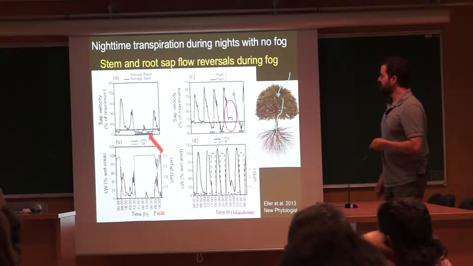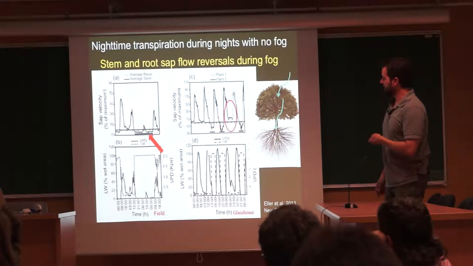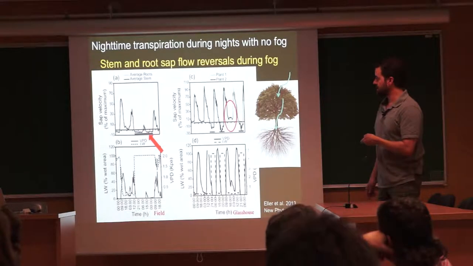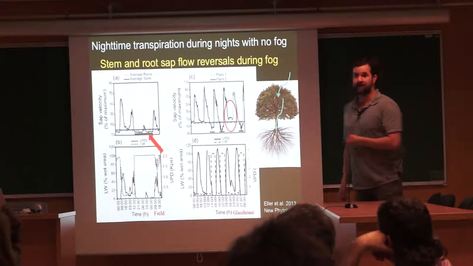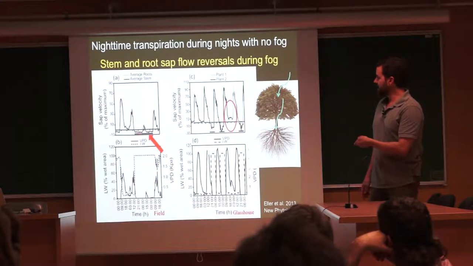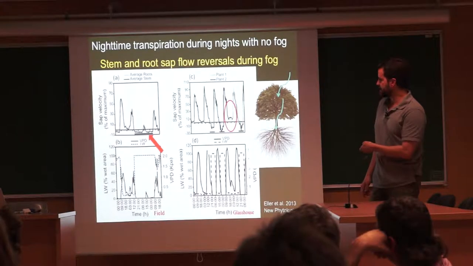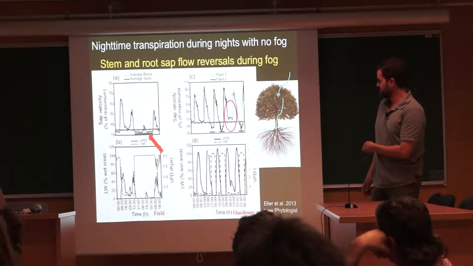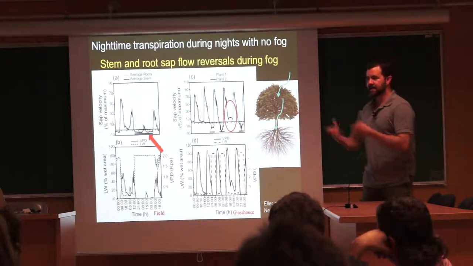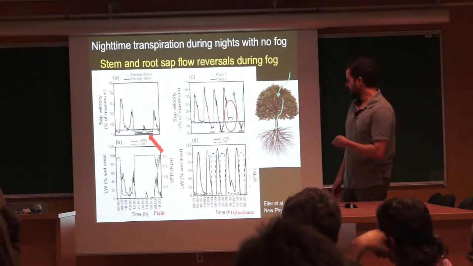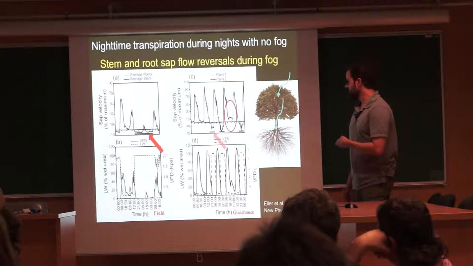The second thing is that both in the field and also in the greenhouse, these black lines are representing times that we documented fog, okay? So you can actually see that the leaf wetness, the leaves are completely wet, is represented by this here, and also by these two, three peaks here. And also VPD was very low. So basically VPD was very low and leaves were wet, both under field conditions and under glasshouse conditions.